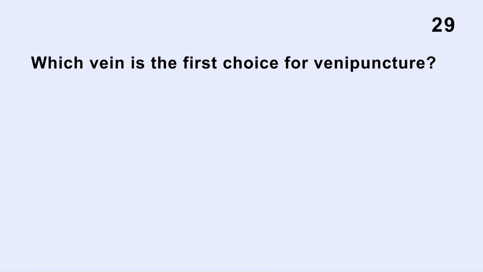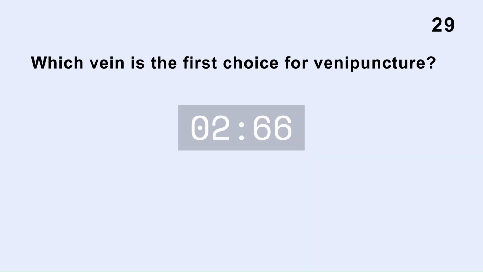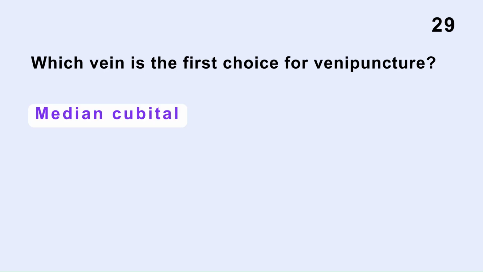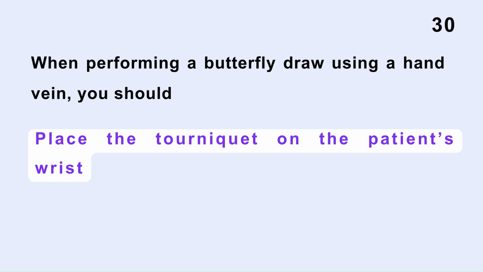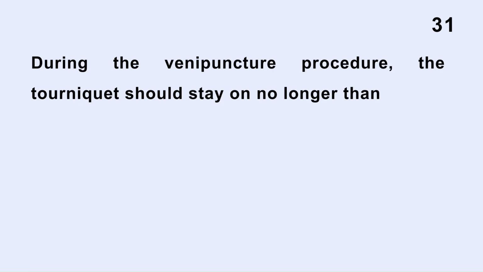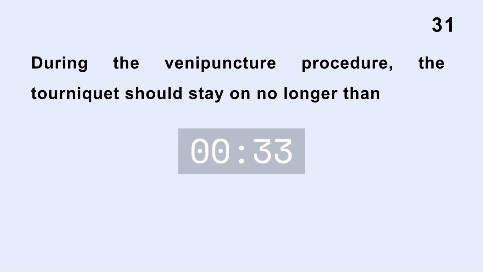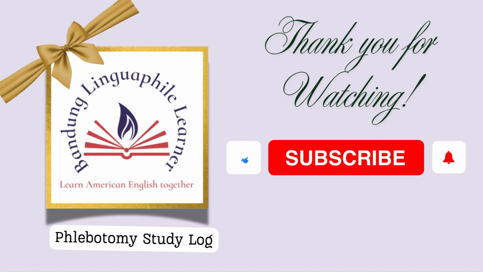Number 29. Which vein is the first choice for venipuncture? Median cubital. Number 30. When performing a butterfly draw using a hand vein, you should place the tourniquet on the patient's wrist. Number 31. During the venipuncture procedure, the tourniquet should stay on no longer than 1 minute.